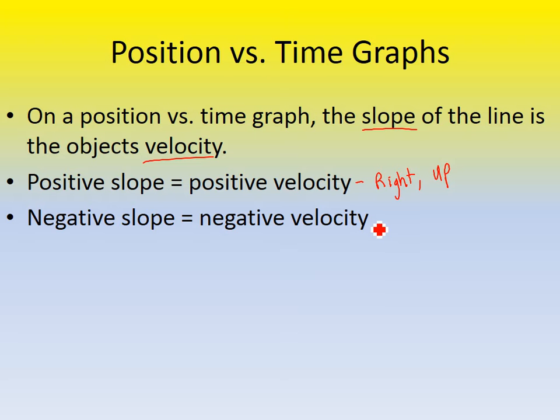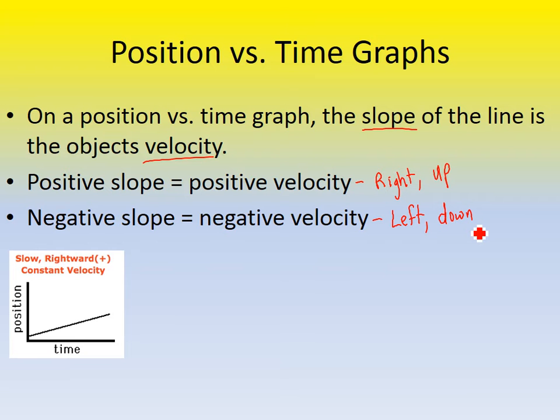Okay, a negative slope tells us negative velocity. Which way would it be going? Left or what, guys? Or down. Okay, so I've got a few examples. This position time graph shows a slow, rightward, constant velocity. So how would you describe the slope here? It's pretty shallow, right? That's how you show that the object is moving slow. The slope is very small.